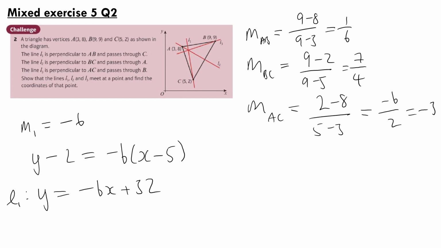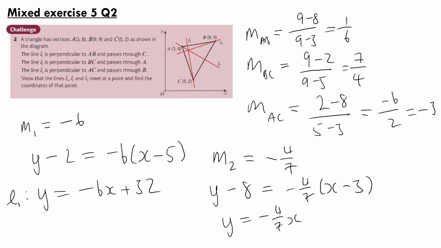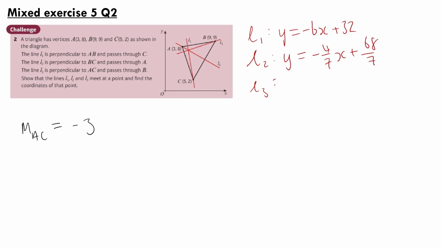Okay, for L2, we know that m2 is equal to minus 1 over the gradient of BC, so minus 4 over 7. So using our equation for a straight line, we get y minus y1, which is 8, is equal to the gradient times x minus x1, which is 3. And so we get y equals minus 4/7 x plus 12/7 plus 8, which gives us 68/7. And that is L2.